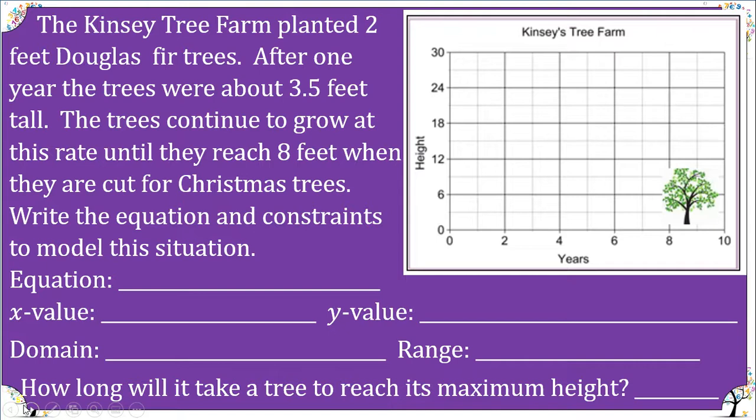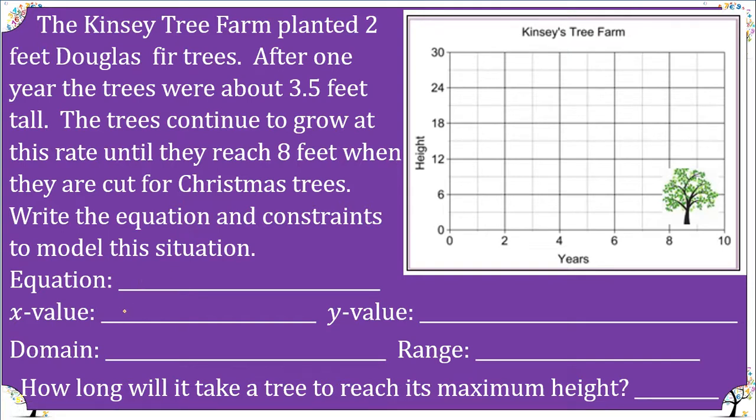So they started out at 2, and then in a year they grew to 3.5, which is 1.5 feet. So they're saying that each year they're going to continue to grow 1.5 feet. So that's going to be our constant rate of change each year. And there's going to be a limit on how tall they get, which is 8 feet. So that's going to help us with our range. So let's write our equation.